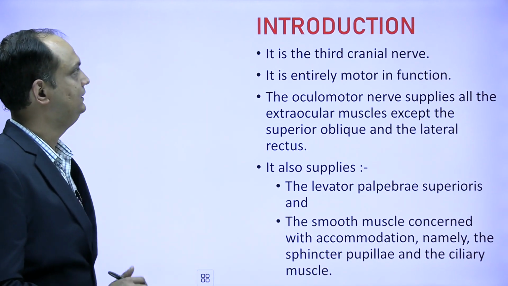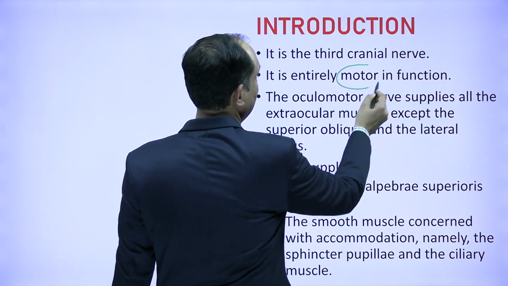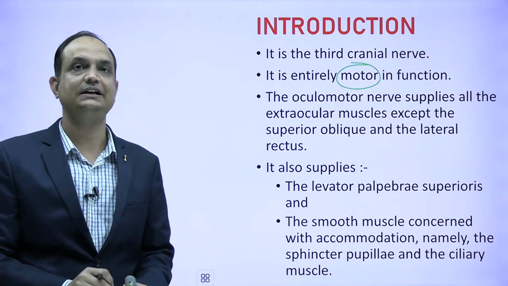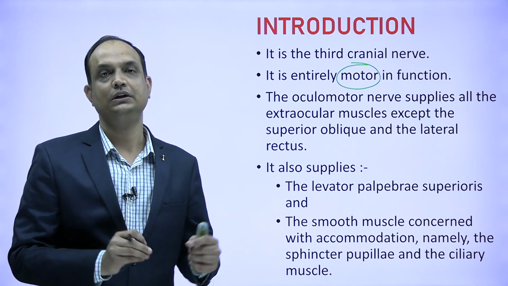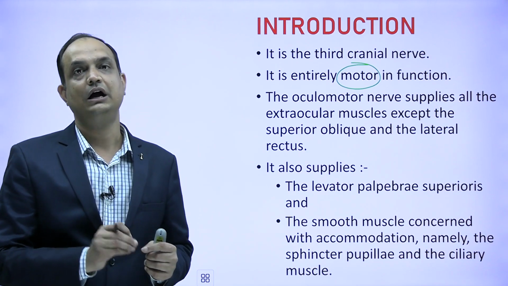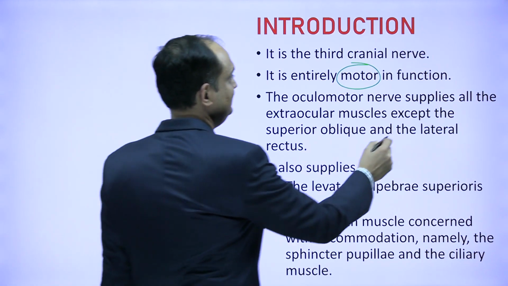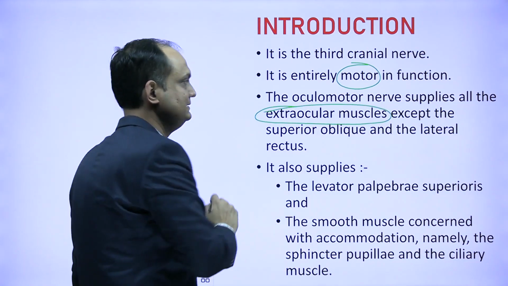So when you see the oculomotor nerve, it is entirely motor in function. You will realize that it has only the efferent output. There is no sensory or afferent input in this nerve. So this nerve mainly supplies the muscles which are known as extraocular muscles.